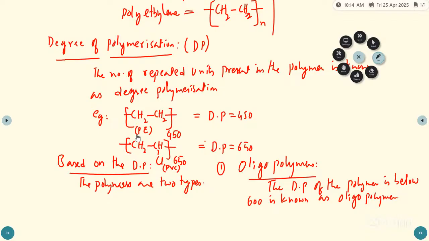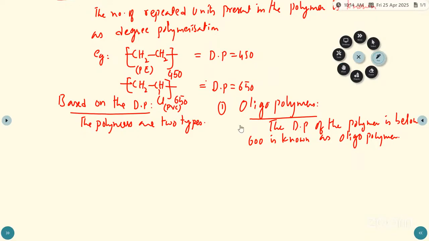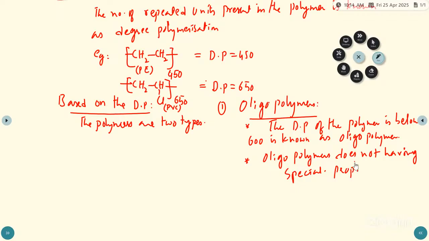So these oligopolymers do not have these special properties, so they are not used in various fields. So the second point: oligopolymers are not having special properties. These are oligopolymers.